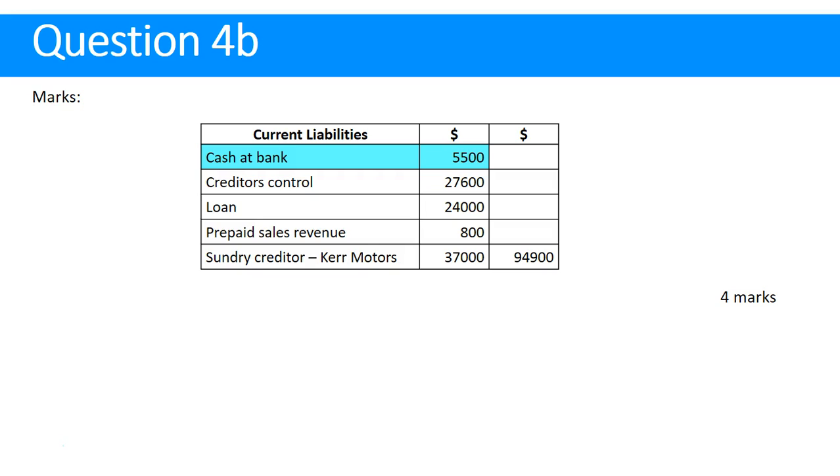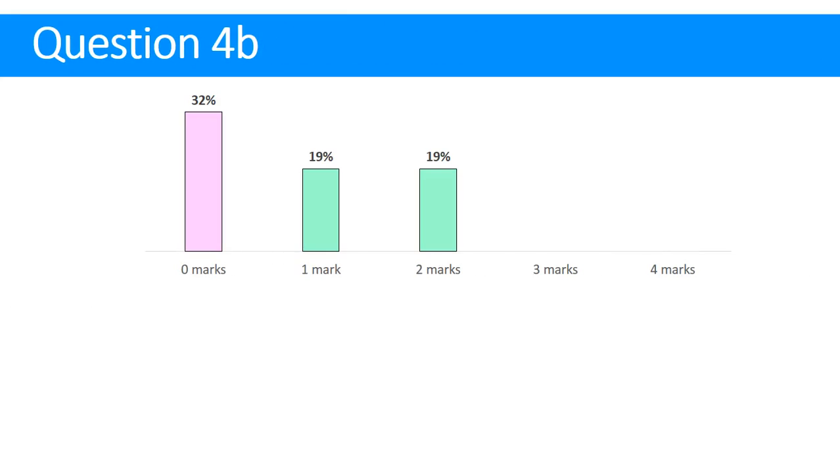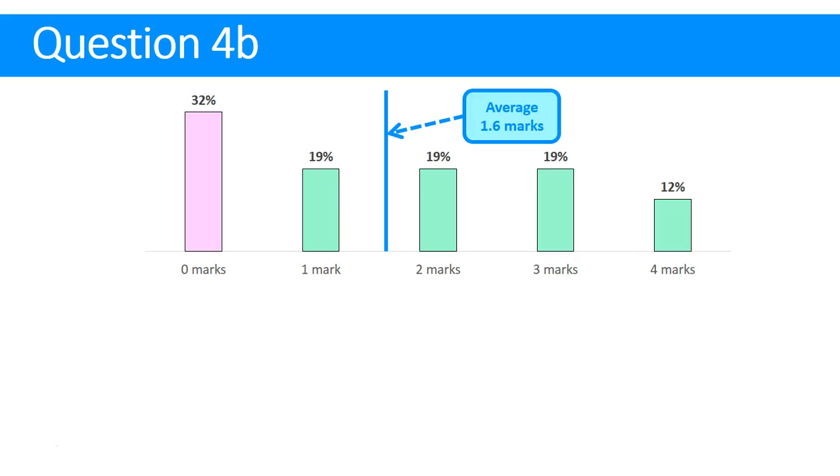So let's have a look. We have 1 mark for cash at bank, 1 mark for creditors control and loan together, 1 mark for prepaid sales revenue, and the final mark was for putting in that new current liability called sundry creditor Kerr Motors. The mark breakdown for this question: a lot of kids got 0, had a bit of a tough time because a lot of the numbers that were given to us up front did change. And at the other end, only 12% of students were able to get full marks. The average was 1.6 out of 4, which is very low.